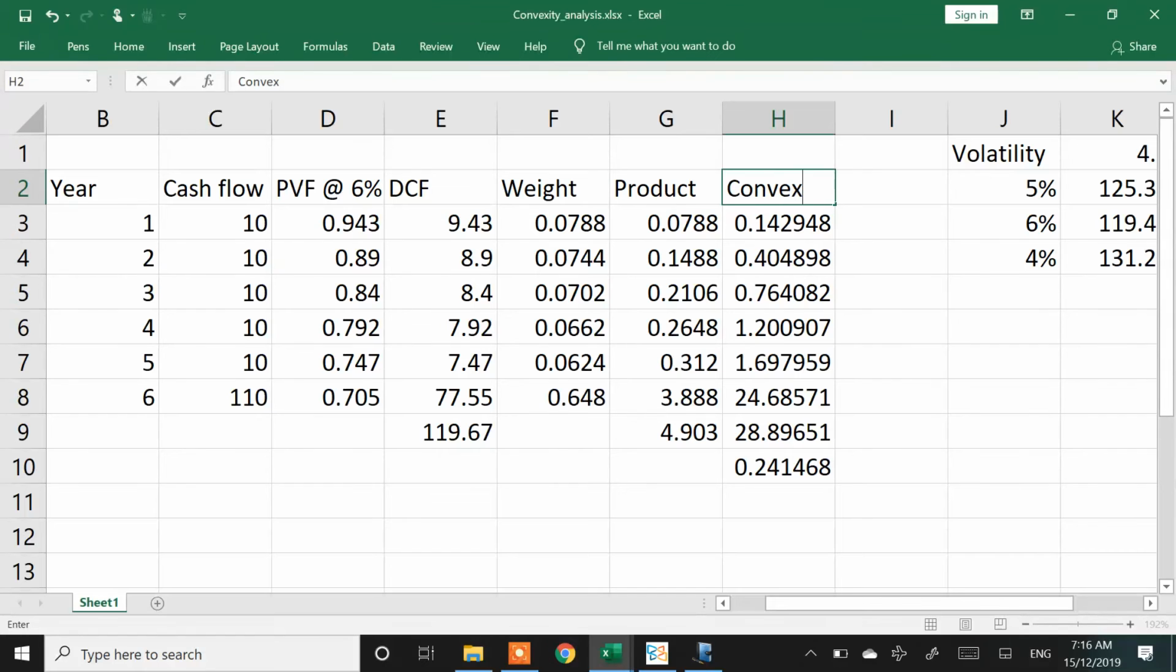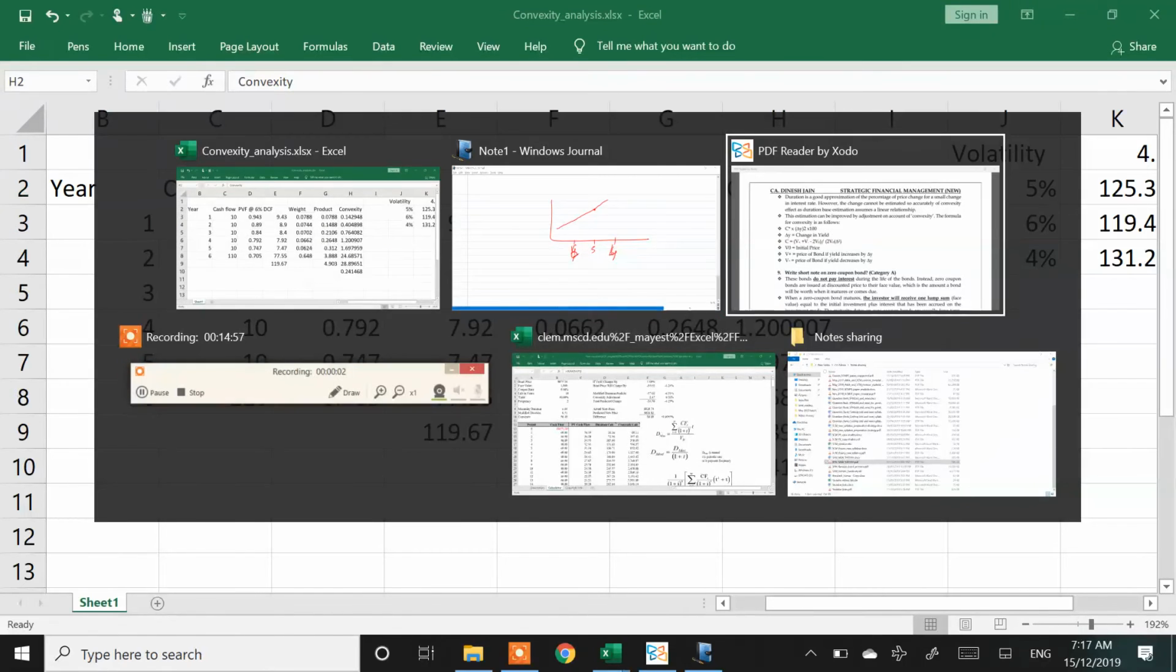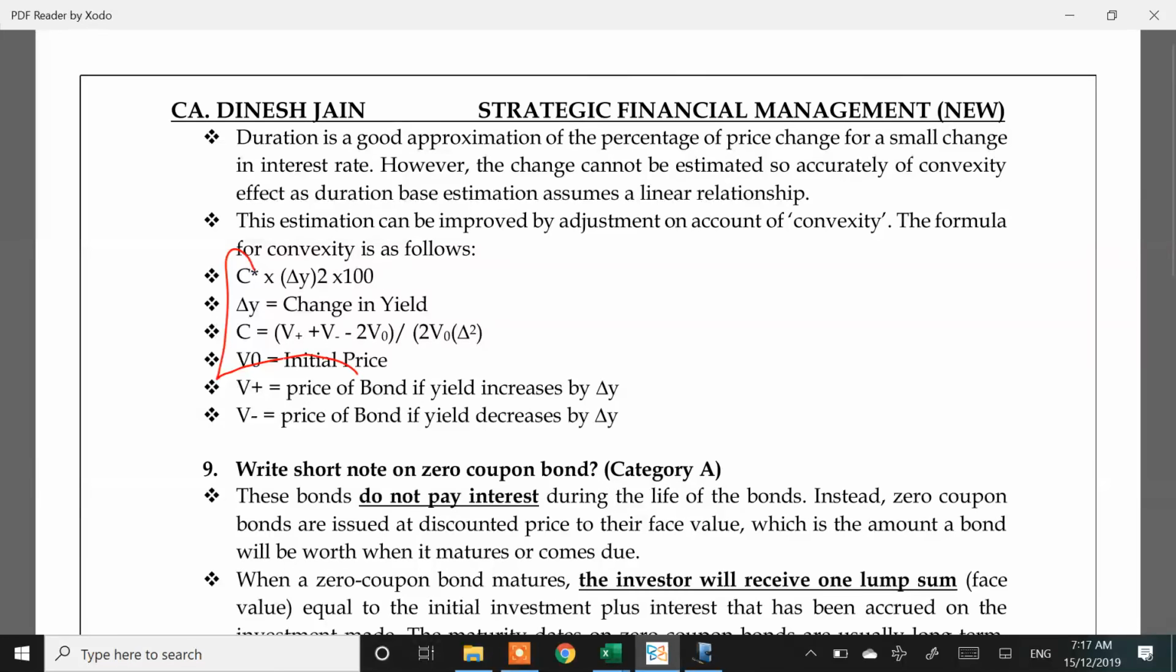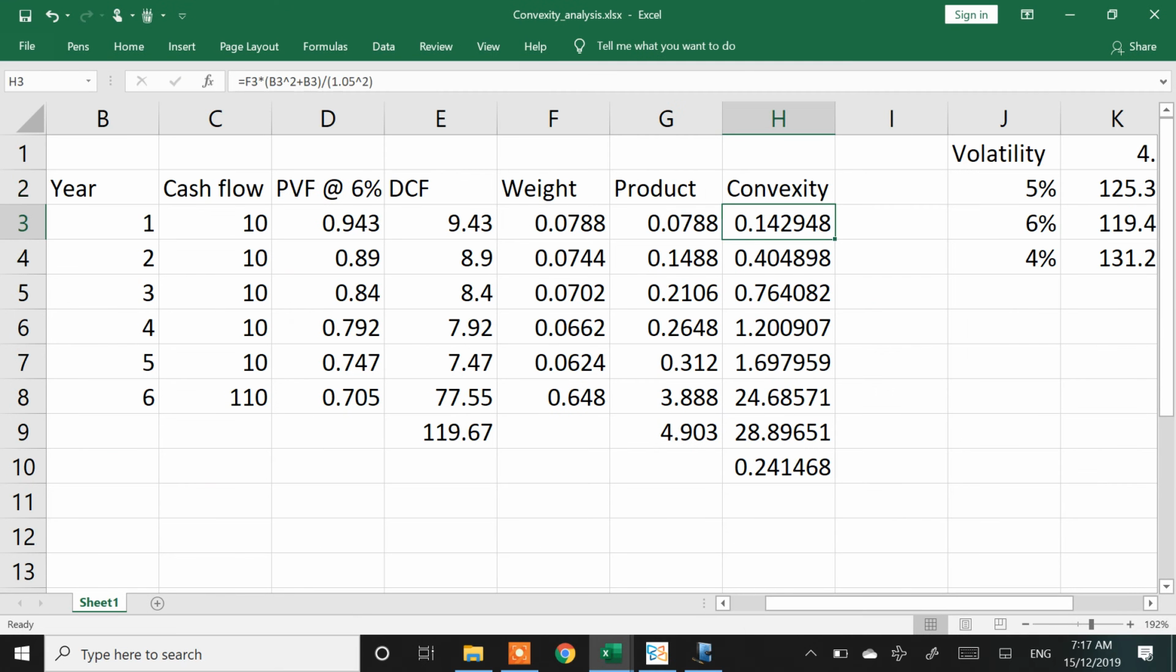In fact, we should have covered this in class. You can just go through this concept and understand this problem. Convexity is another column which is created. I'm not going to use this formula; it's better to use the formula I'm explaining here. Convexity is calculated by taking the weight, multiplied by t square plus t, where t is the time period: 1 square plus 1, 2 square plus 2, 3 square plus 3. Weight into t square plus t, divided by 1 plus YTM square.